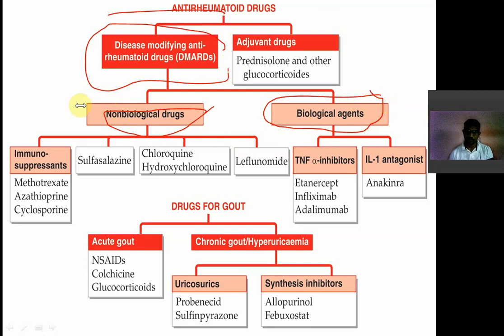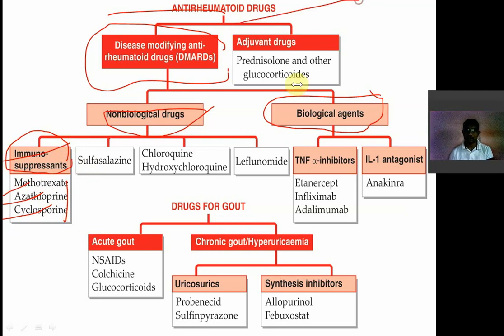In the non-biological drugs, you have first the immunosuppressants. They will suppress the immunity and prevent inflammation and pain. Methotrexate, azathioprine, cyclosporine. All these are used as anti-cancer drugs, anti-cancer drugs or immunosuppressants. Also used in anti-rheumatoid arthritis.